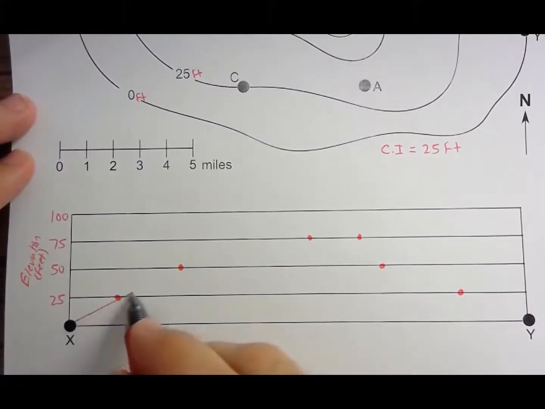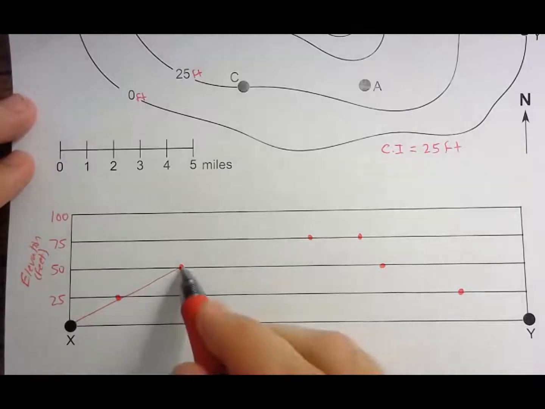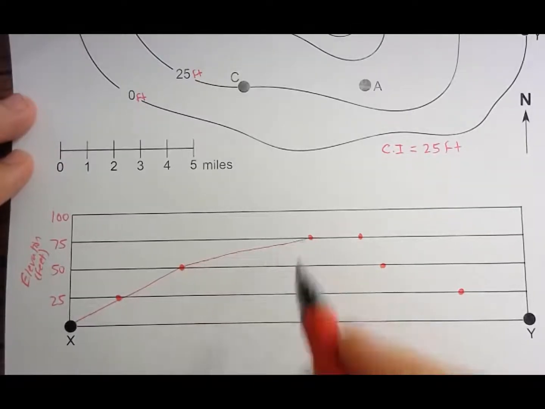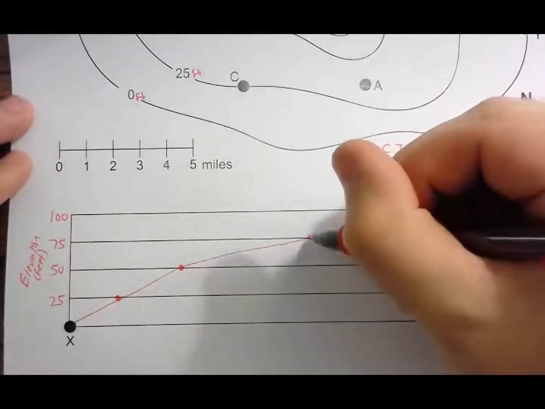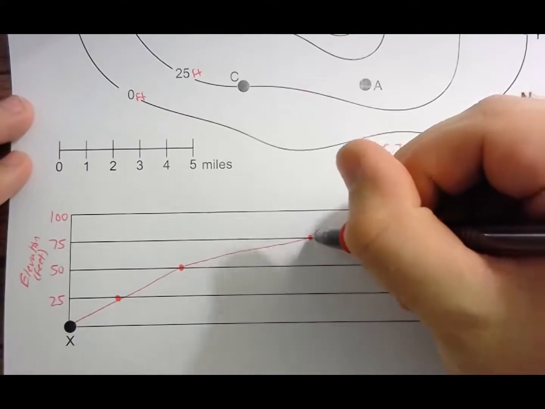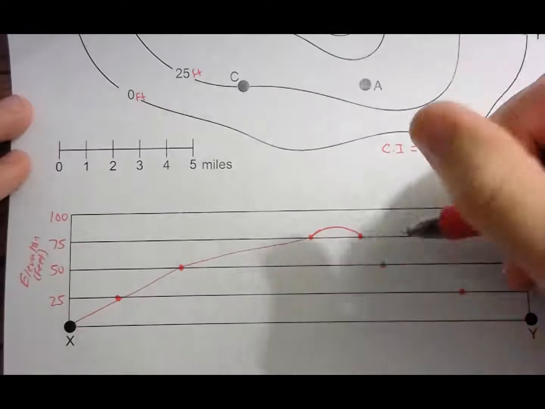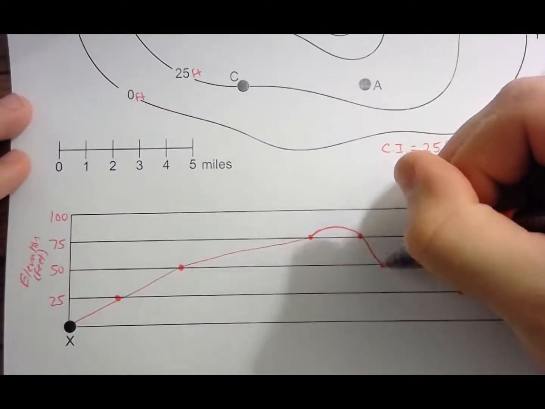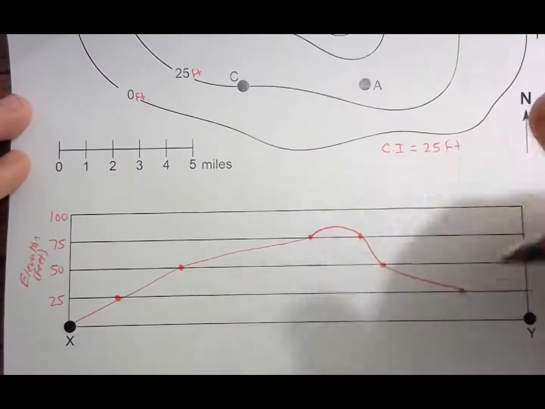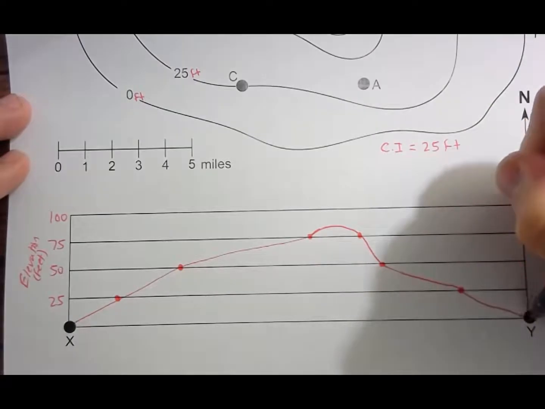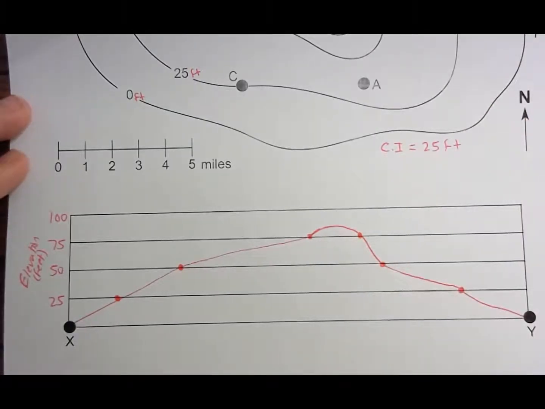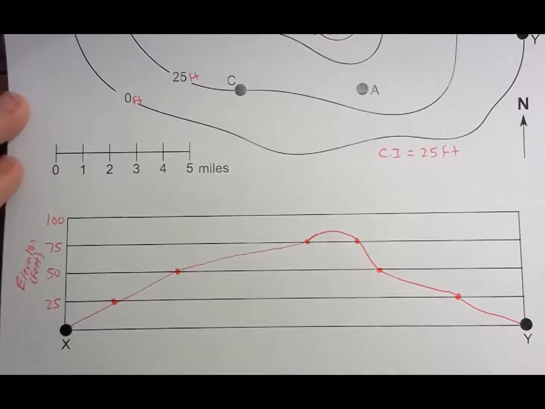All right, so again, you don't have to use a straight edge here, you're just kind of freehanding. So at 75 feet, we talked about how point B could be higher than that. So this is a hilltop, and then you start going downhill. Okay. And you just want to complete that. So for this map, that's what the profile would look like.